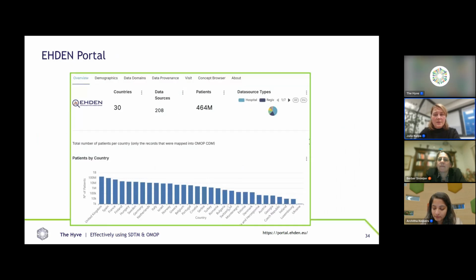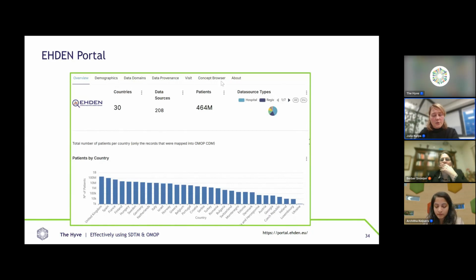For example, this is an overview, just the overview, where you see per country how many patients we have. We have 30 countries represented, 208 data sources, and more than 460 million patients represented at the moment. What I don't show here, but where you can also dig a little deeper, is the demographics, for example. You can see the distribution of the genders or the ages or the observation periods, how much data you have per patient in which of the domains.